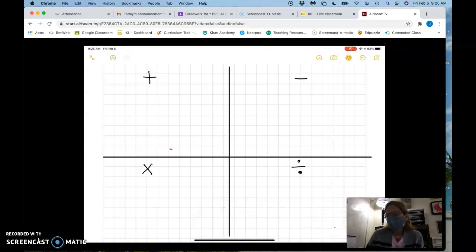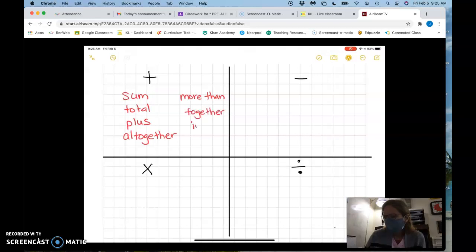Equal. Some. Total. Plus. Add. All together. Good. Together. Yes. Extra. More than. In all. Together in all. Good. Okay. So those are the types of words that we would see when they want us to add something.